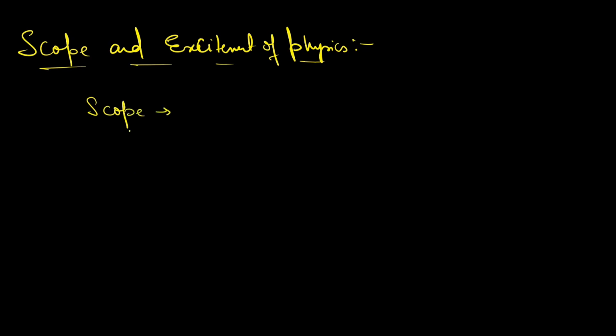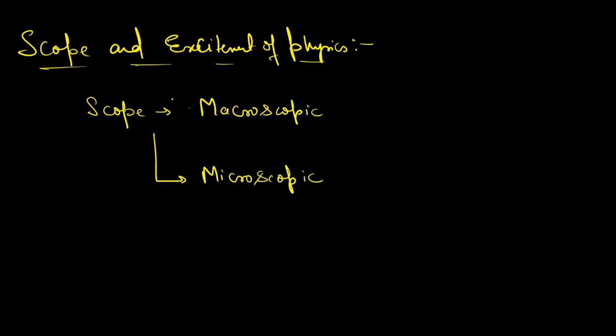One is the bigger scope, macroscopic. Bigger phenomena, bigger detailing you have to study. And the second one is microscopic. That means we will go to the quantum level. Okay, so in 11th what we are having and in 12th what we are having: macroscopic and microscopic. So first we will go to the macroscopic. What we are going to study, microscopic.